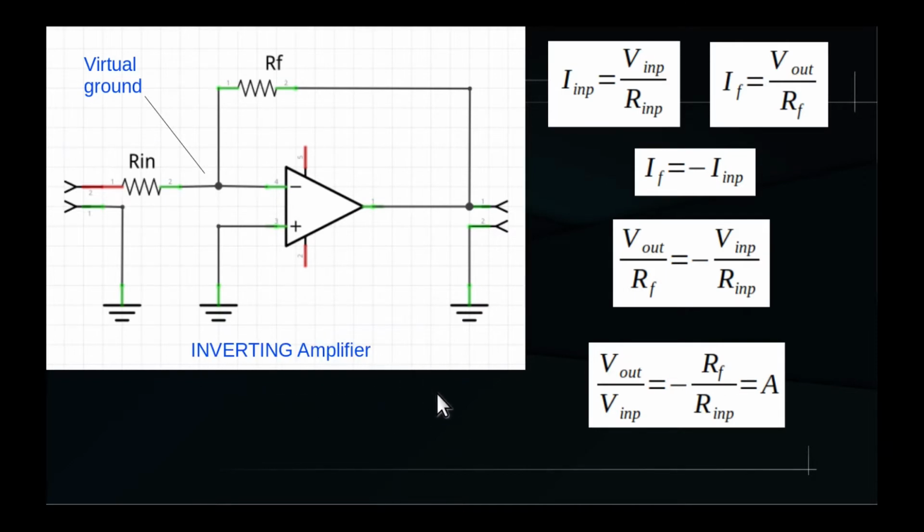Let's now test this circuit in lab using a general purpose opamp, in this case an LM741, and resistor values of 15K for Rin and 75K for Rf. Based on these resistors, the amplification should be 75 over 15 equals 5, and the output voltage should be the reverse of the input voltage. Let's see if it is true.